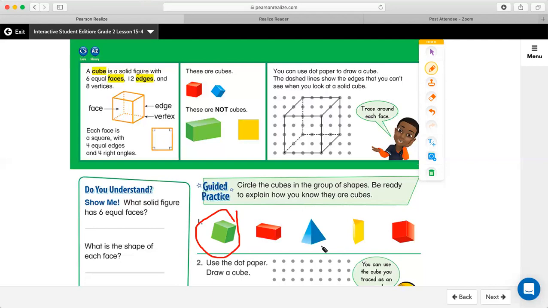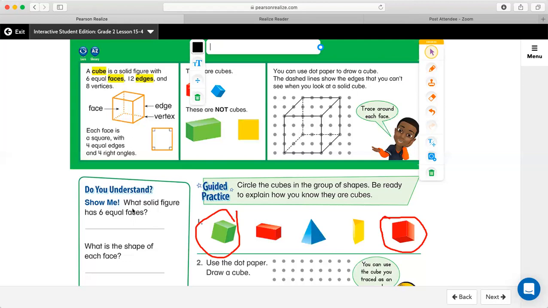Is this a cube? Does it have 6 equal faces and 12 edges and 8 vertices? No, this blue shape is a three-dimensional shape, but this is a pyramid. So it's four triangles put together with a flat bottom. Okay, this is also a different kind of pyramid. This one's a little bit longer and thinner than this one. So this is also not a cube, but this one down here is a cube. Okay.